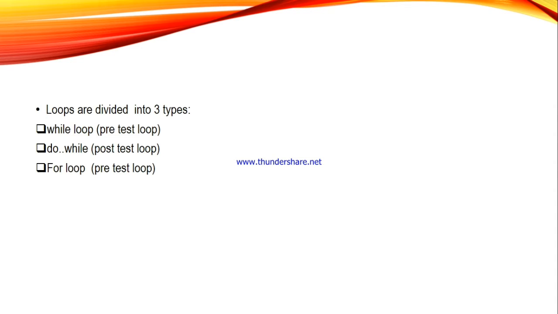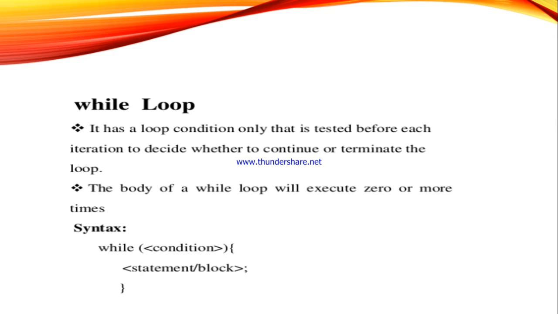While loop is called a pre-test loop, do while is a post-test loop, and for loop is called a pre-test loop. Let's see the while loop. It has a loop condition only that is tested before each iteration to decide whether to continue or terminate the loop. First it checks the condition, if true, it executes the statements, and the body of a while loop will execute 0 or more number of times.